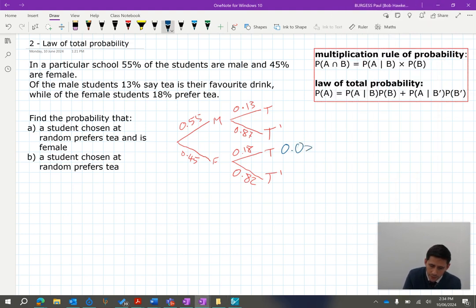0.081. Let's get it right. 0.081. Okay, just by multiplying along the branches.